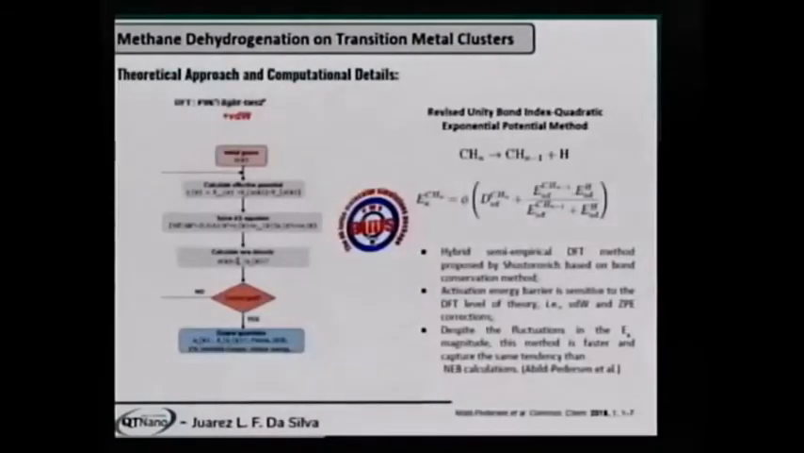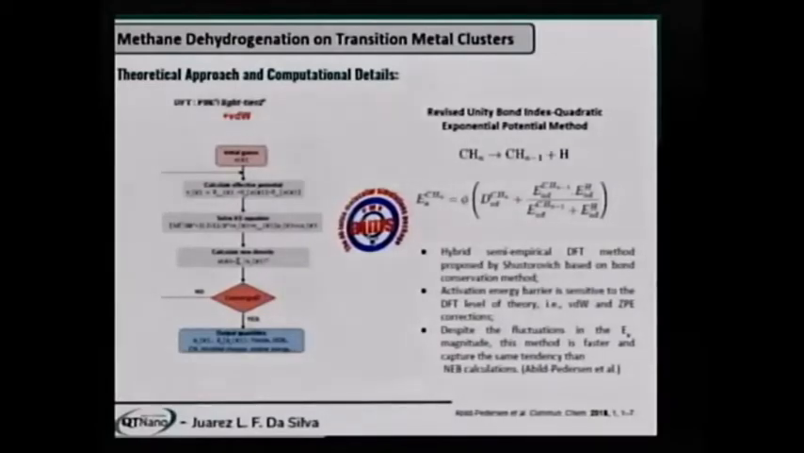Everything was performed with the VASP program with DFT and also with van der Waals corrections. Now, I will show you this because it is the first time, I think, someone is using it in our group. It is a method called the unity bond index quadratic exponential potential method, UBI-QEP method, that was proposed in the 80s by Shustorovich, that you can get energy barriers from adsorption energies.